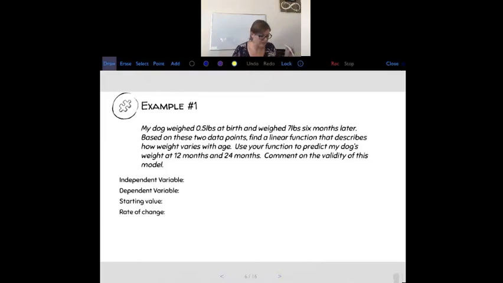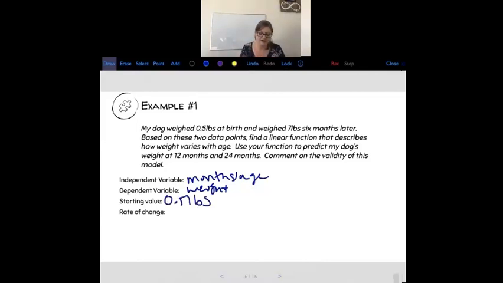Okay. So our independent variable in this case would be age or number of months. Usually time is your independent variable. Our dependent variable is how much the dog weighs. And then our starting value, so it says at birth, my dog weighed 0.5 pounds. So that would be the starting value. Since our independent variable is dealing with time, at birth, that's time equals 0, starts there. This would be 0.5 pounds.